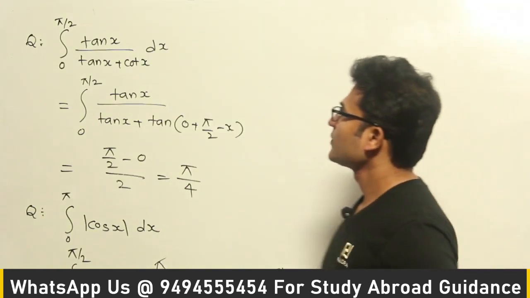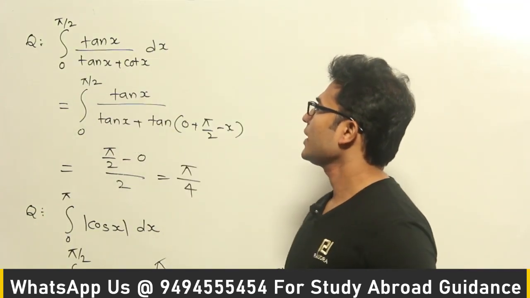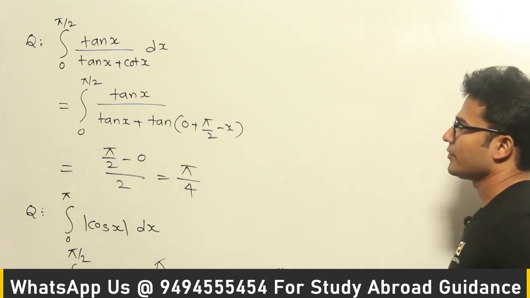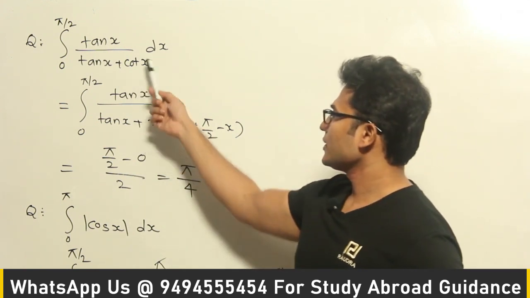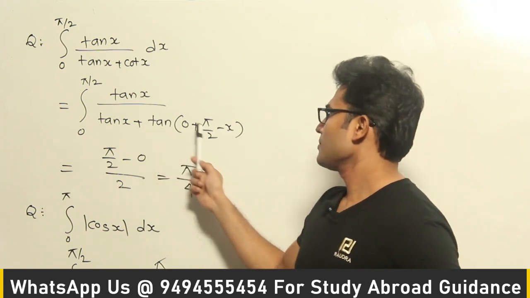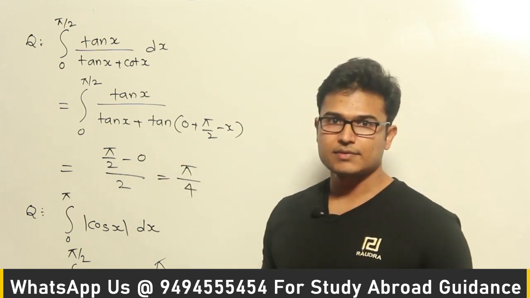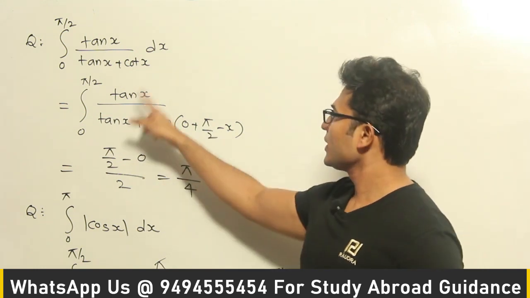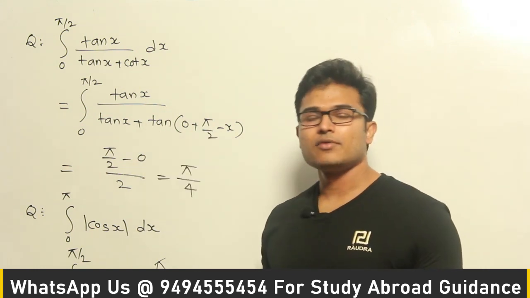Now let's solve this question. Integral 0 to pi by 2 tan x by tan x plus cot x dx. So I'm going to rewrite this cot x as tan of pi by 2 minus x, and to that I'm just writing 0 there. Now if you look at this, it is in a form where we can apply one of the properties.